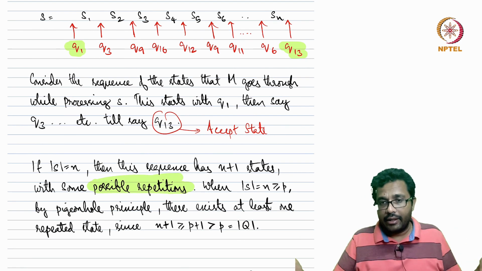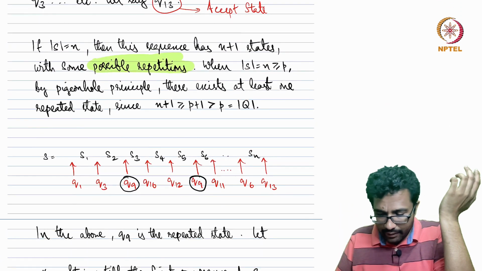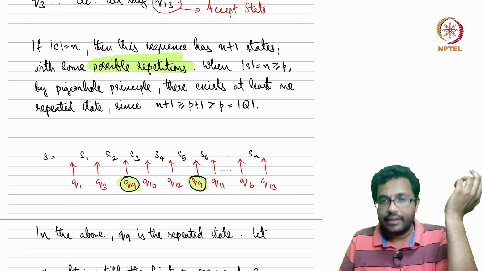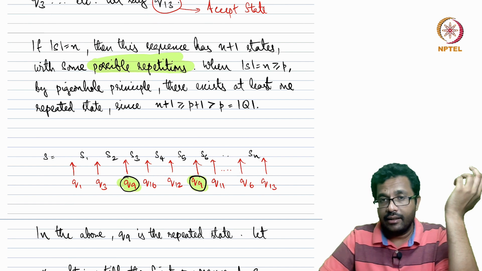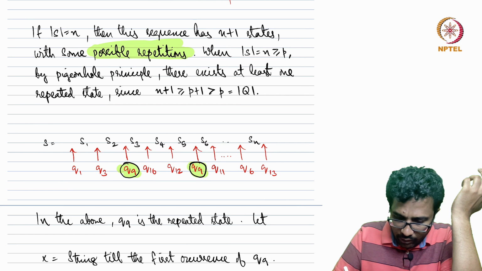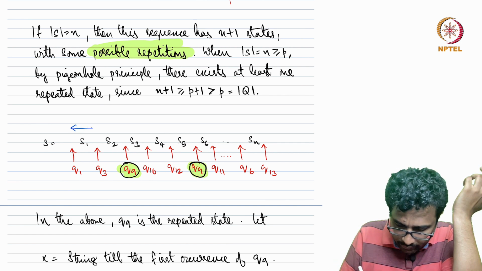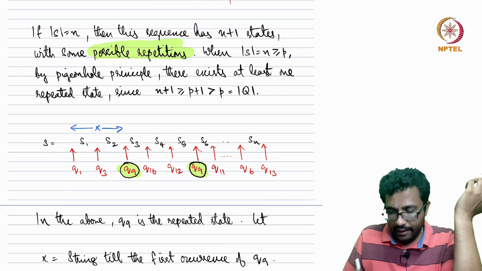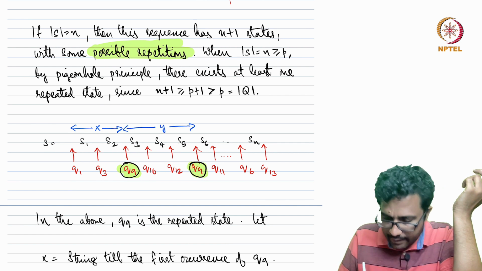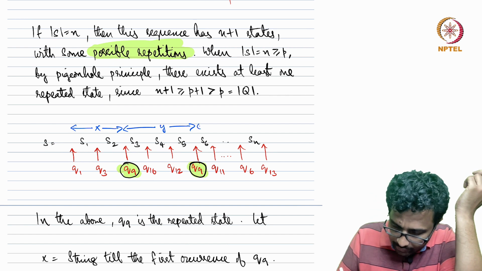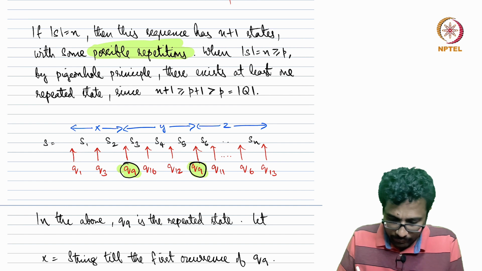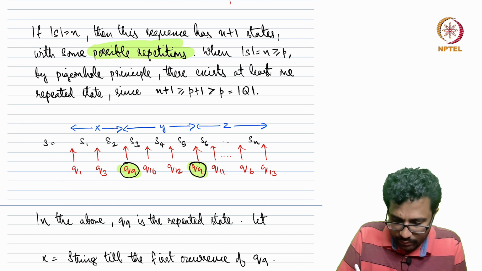Because s is long enough. And in the manner I wrote this particular string, the repetition happens with q9. It is seen after s2 and it is seen again after s5, right? So now let us do the following. I'll call the string till the first occurrence of q9 as X. From the first occurrence till the second occurrence, I'll call it Y. And from the second occurrence to the end of the string, I call it Z. So here in this figure, X is s1, s2, right?